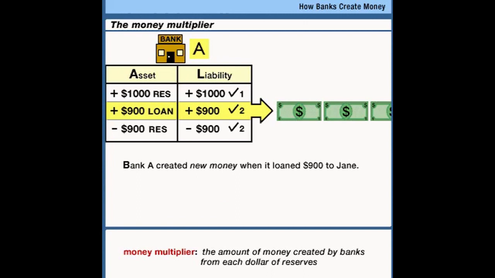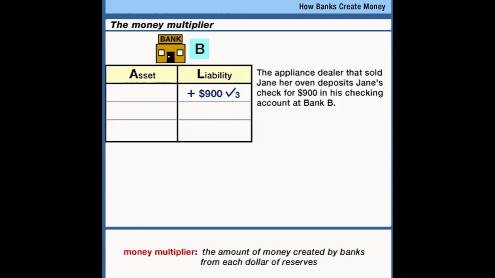Meanwhile, let's follow this $900 in reserves that left Bank A and wound up at Bank B, the bank of the appliance dealer from which Jane bought her new stove. Let's consider how that works. The appliance dealer brings in a check from Jane for $900. And the appliance dealer we're going to call person number 3. Well, Bank B took that check to Bank A, as we saw before, and acquired $900 in new reserves.